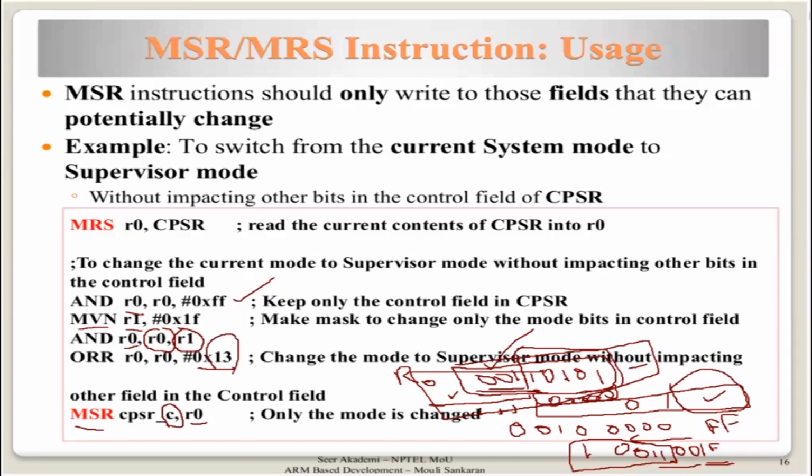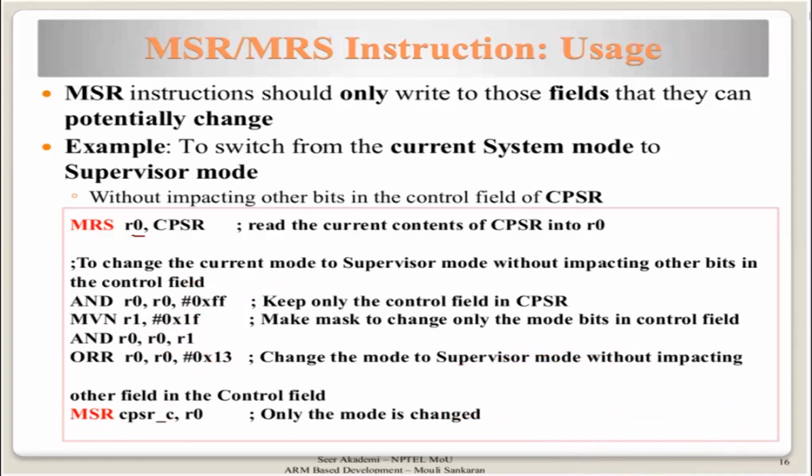Understood? What I am trying to do is get the value into R0, making sure I am interested in only the lower byte, and in that I am only changing the lower 5 bits with the new content and then writing it back. I am making sure that the top 3 bits of the lower byte are not modified. Suppose the interrupt flag or Thumb mode or whatever the status was, I am maintaining the same and writing it back into the CPSR. This is what is done by this particular code, and I want you to write such code to become familiar with this.